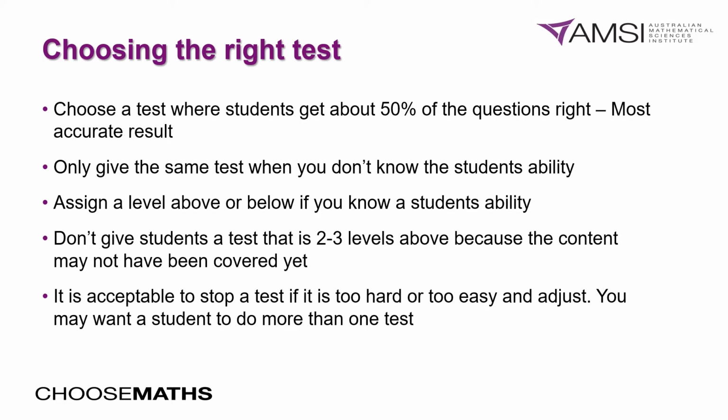So if you rock up to a year 5 class and you don't know any of them, you don't know where they've come from or anything, if you're doing it in, let's say, January, you would give all of them test 4. Okay, because test 4 is the end of last year. That's where they should be. Don't give them test 5 unless you actually know that that student is working at a higher level.